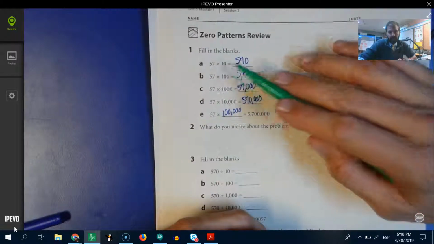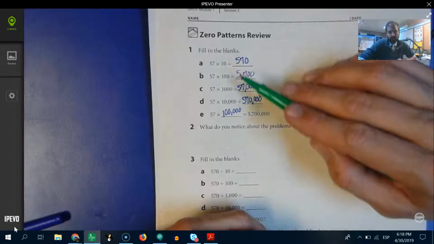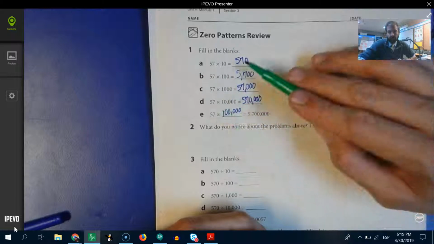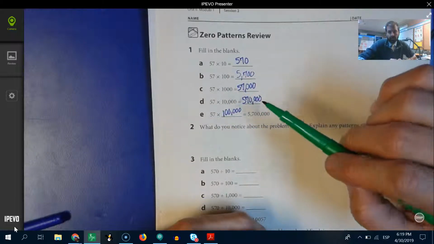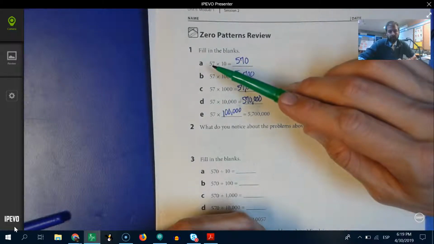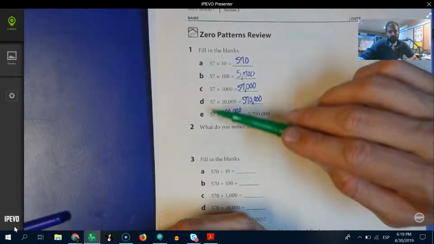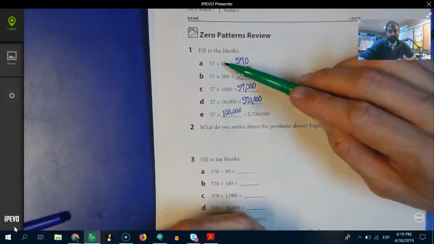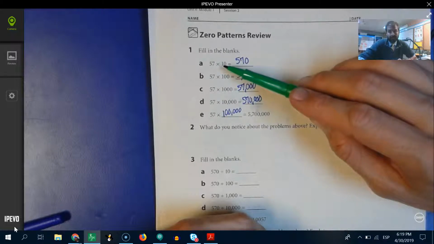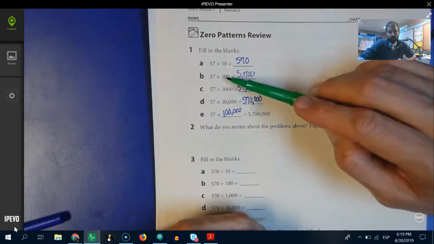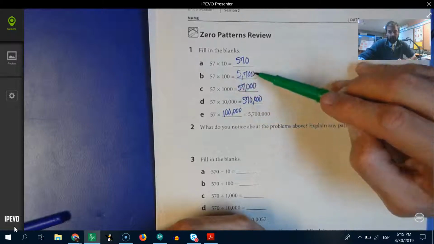I do notice that I have the same two digits, 5 and 7, that I start with, and I see that they appear in different place values. So here they're all starting in tens and ones. Here they're in hundreds and tens. So each one shifted by one place value, which is the value of 10. Here they're probably going to shift by 2 because we're being multiplied by 100, which is 2 place values. And lo and behold, they did.